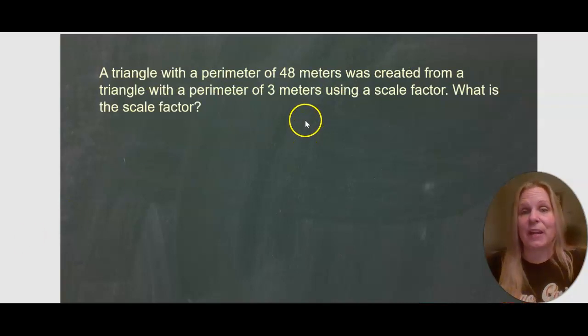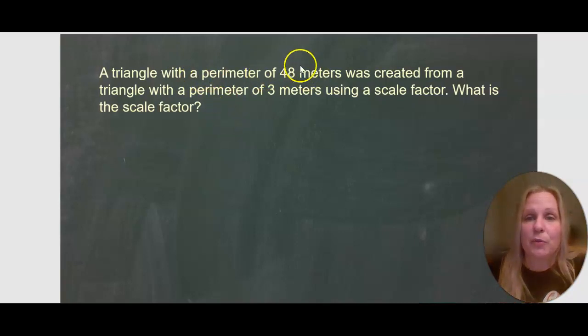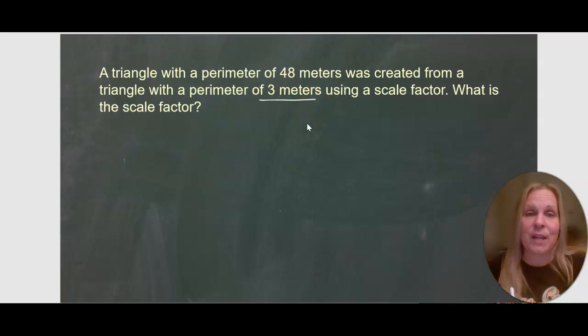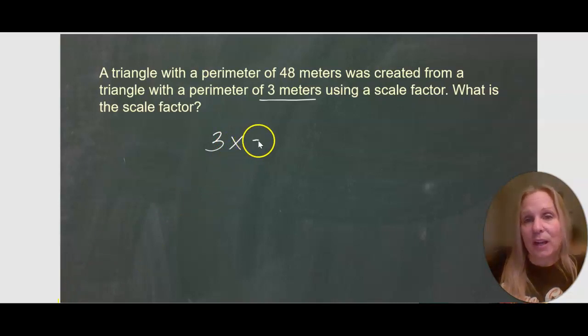Okay, so in this one we have a perimeter. Now, perimeter is still just length, right? So anytime you have length and you apply a scale factor, we're multiplying. So we have a perimeter of 48 that was created from a triangle that had a perimeter of 3 meters. And we have to figure out what scale factor was used. So basically, we started off with 3. We multiplied by a scale factor, and we got 48. So I'm using this for multiplication, 3x means 3 times x.